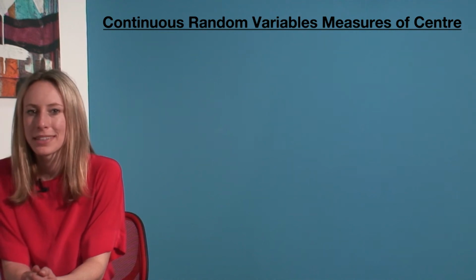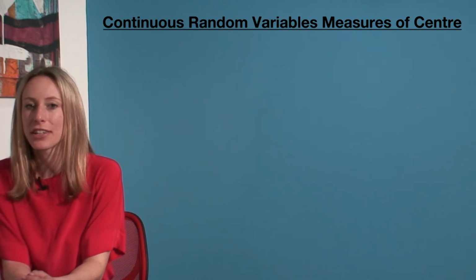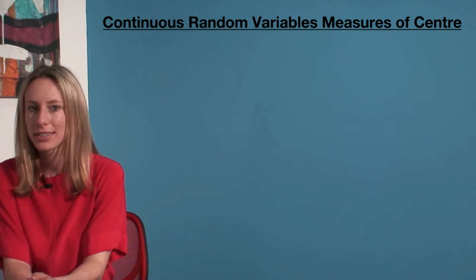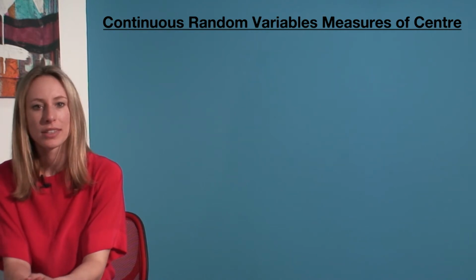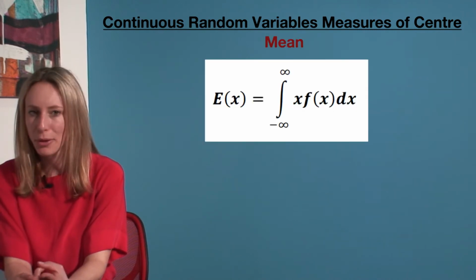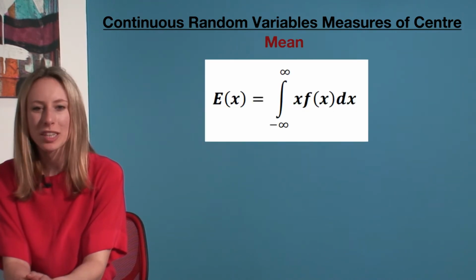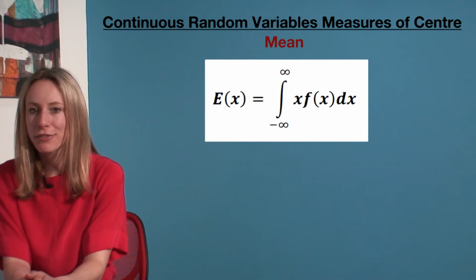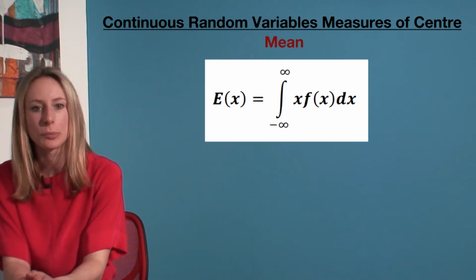Hi Year 12s. Today we will look at measures of centre for continuous random variables. Like the discrete random variables, the measures of centre that we will use are the mean, the median, and the mode. First we will look at the mean. The mean is the expected value that will occur from the probability distribution.